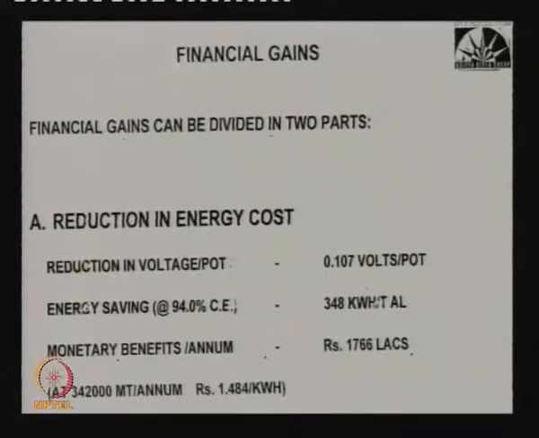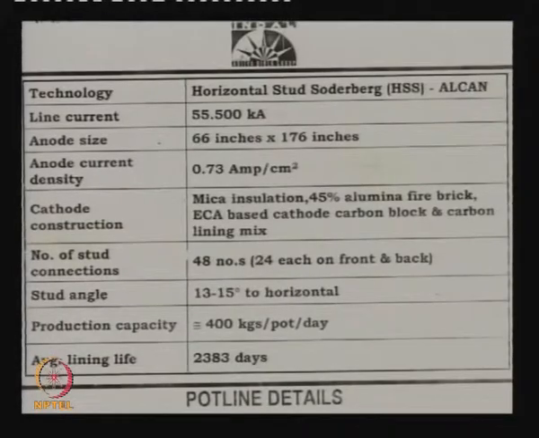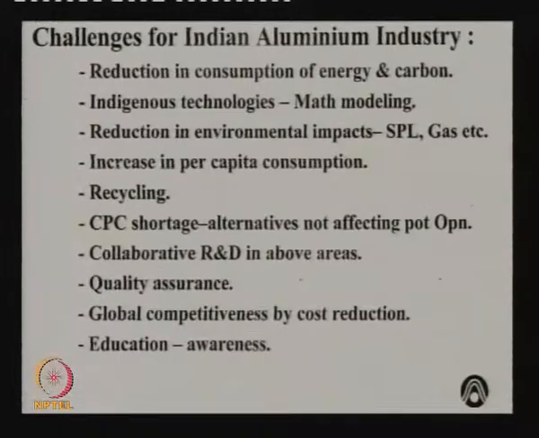And there was some data given as to what are the financial implications of slight reduction in voltage, and that is phenomenal. Over the long term, even small changes in power mean a lot of advantage in financial terms. These are some data, pot line details. Then there were some challenges for the Indian aluminum industry listed. What are the goals? Reduction in consumption of energy and carbon, indigenous technologies, mathematical modeling, reduction in environmental impacts, increase in per capita consumption, recycling, etc.